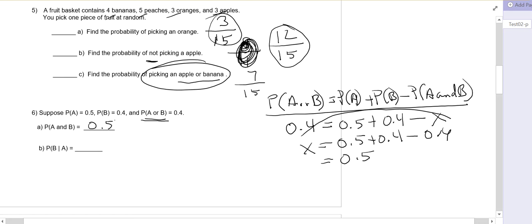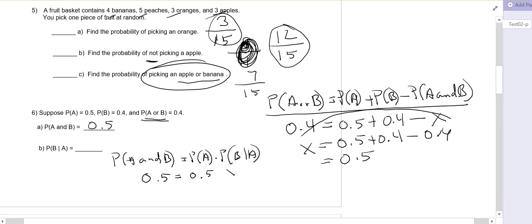The probability of B given A, well, now this is a little tricky one, because you know the probability of A and B is the probability of A times the probability of B given A, right? Now the formula you're supposed to know. Well, you know what the probability of A and B is. It was done in part A. The probability of A is 0.5. So what's the probability of B given A? You bring this to the other side, and you get 1. The probability of B given A has occurred is 1.